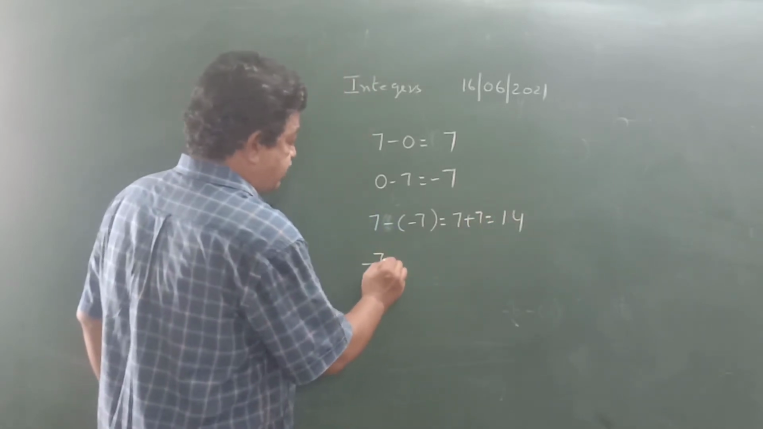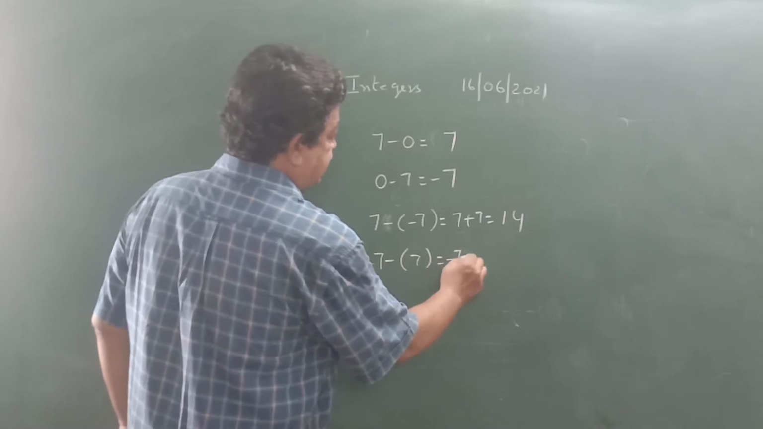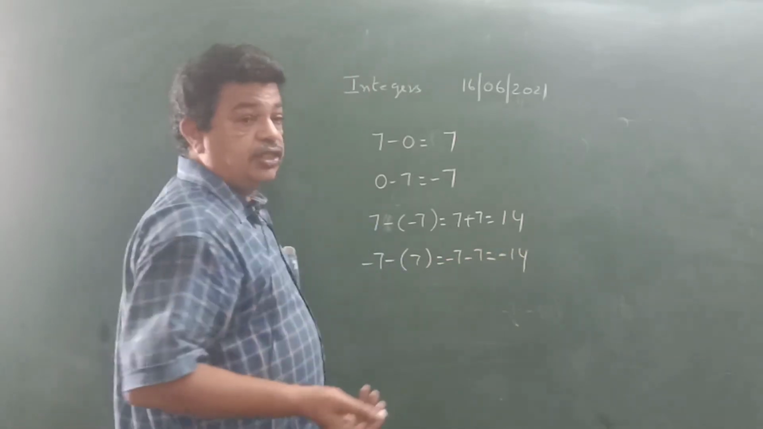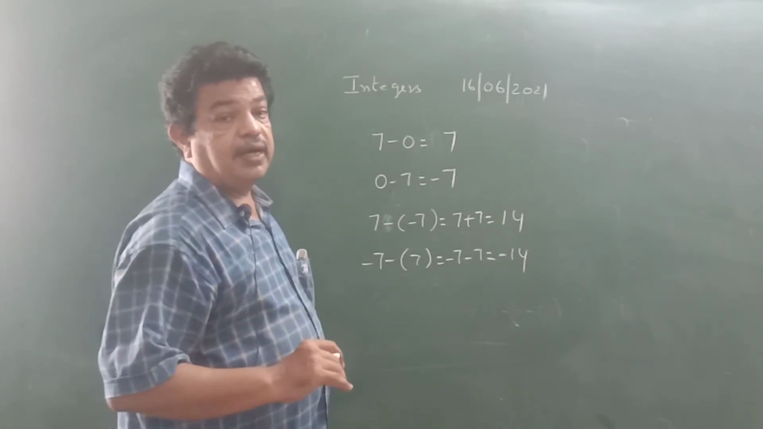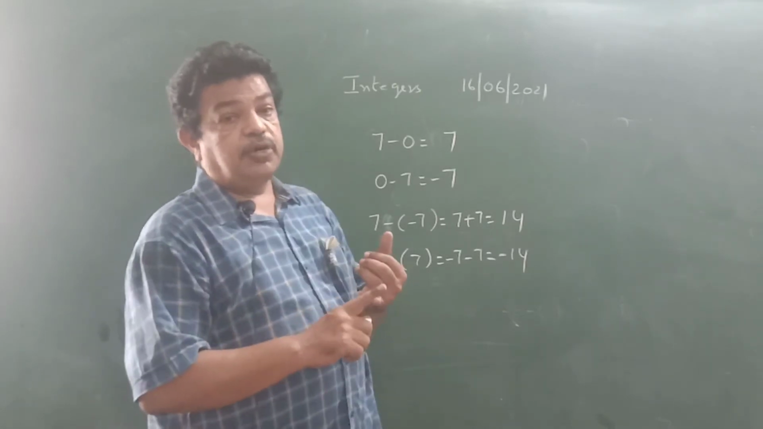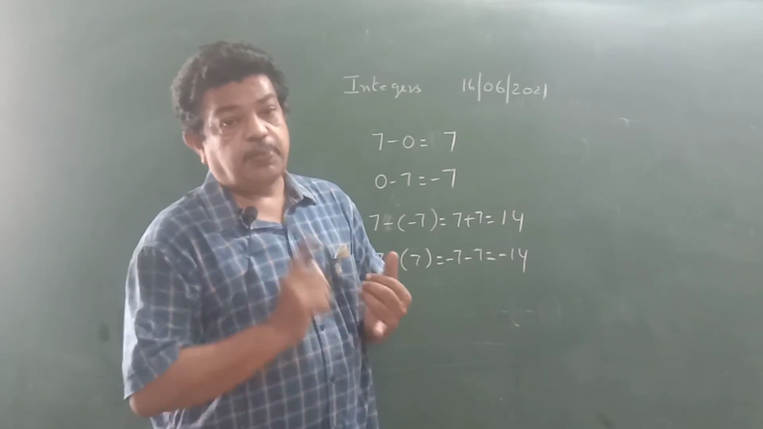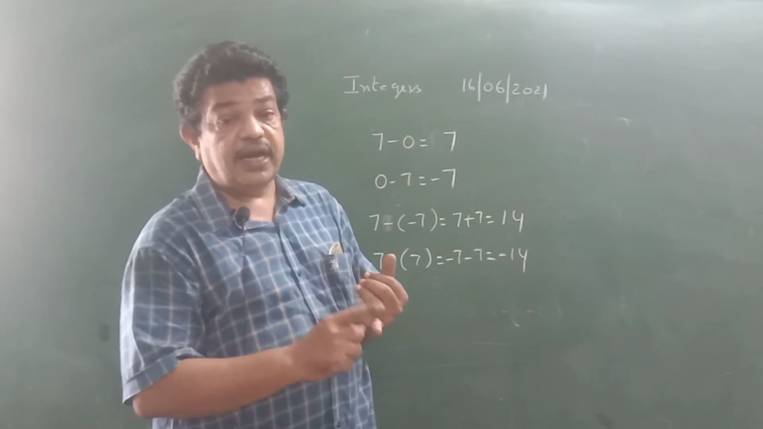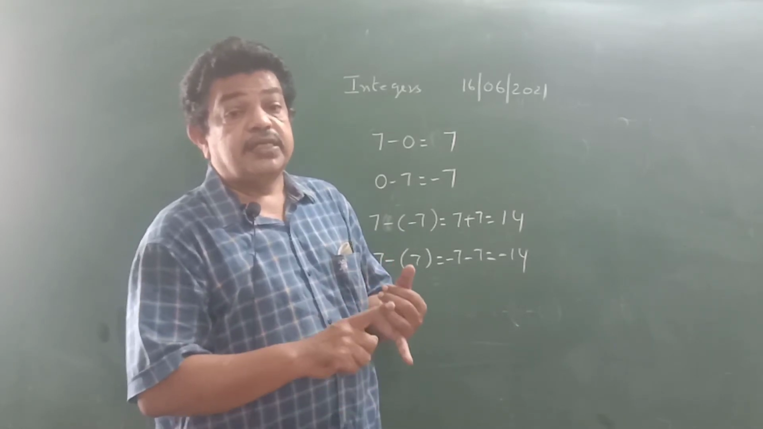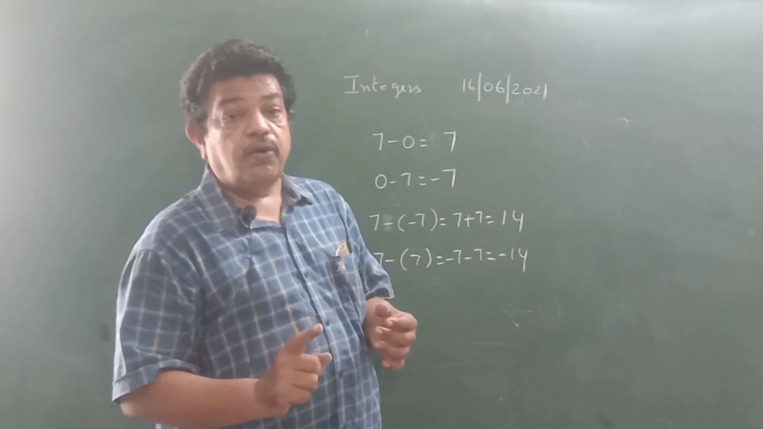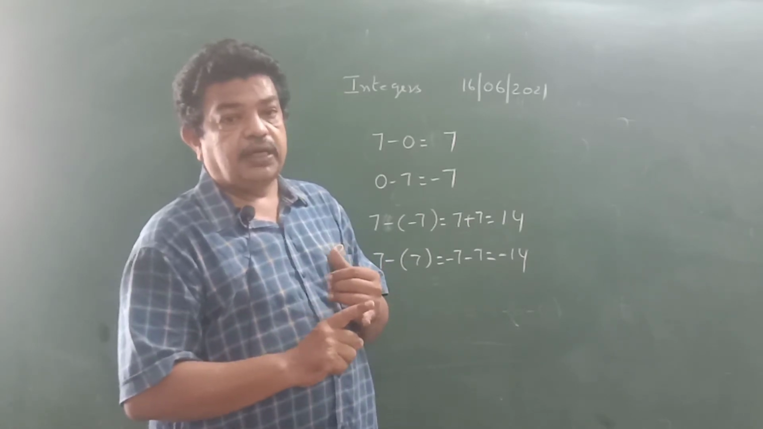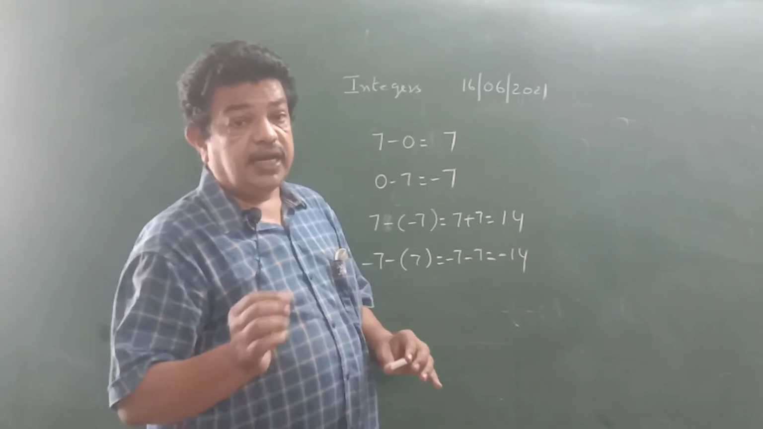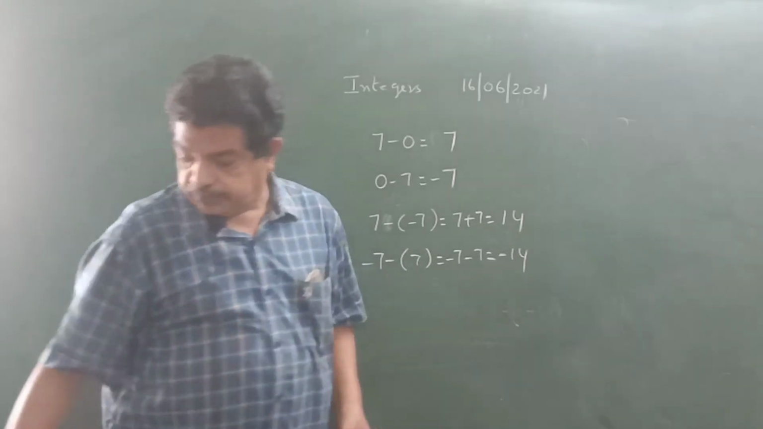Minus 7 minus of minus 7 is equal to minus 7 plus 7... the result is minus 14. So, integers do not have the inverse property under subtraction. We learnt about addition properties and subtraction properties. Integers have closure, commutative, associative, identity and inverse properties under addition. Integers have only the closure property under subtraction. Commutative, associative, identity and inverse properties are not true for integers under subtraction.